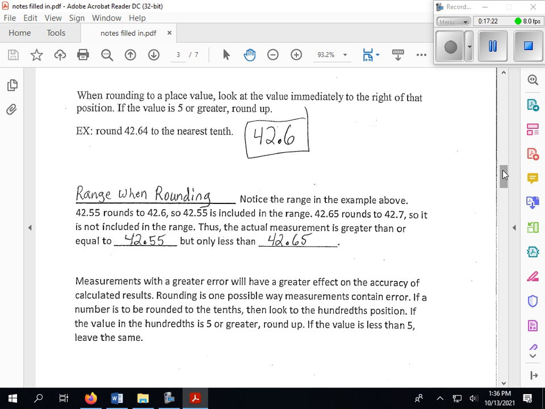So this that I have up here, round 42.64 to the nearest tenth. What number do we look at to decide how to round here? The 4. What's that second 4 tell us to do? Just cut it off right there. So it ends up being 42.6. What if it said round it off to the nearest whole number? Then we look at the 6, and what's it tell us to do? Round it up to 43. What if it told us to round it to the nearest tens? T-E-N-S, tens. We look at the 2.